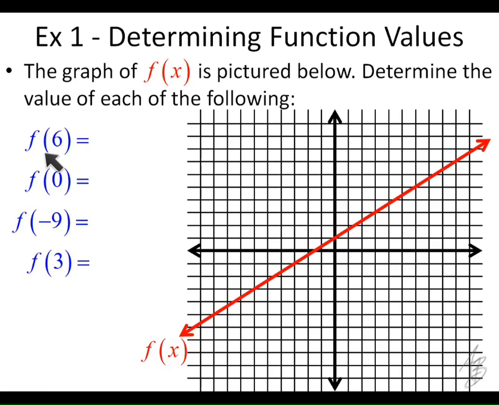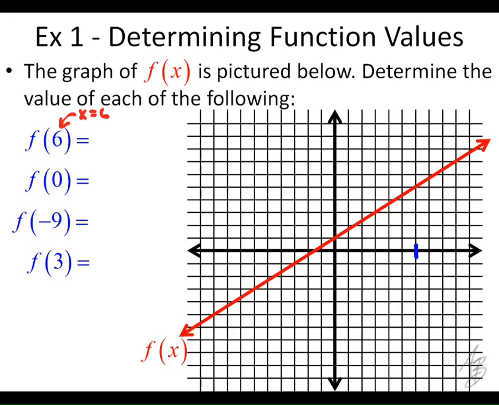When we say f of 6, that means that this 6 here is what? Is that an x value or a y value? That's an x value. Good, Claire. So this 6 here is telling us that x equals 6. Keep in mind that this 6, this 0, this -9, and this 3 are all x values. So if I go over to my graph and find 6 on my coordinate plane, there's 6 right there on the x-axis.